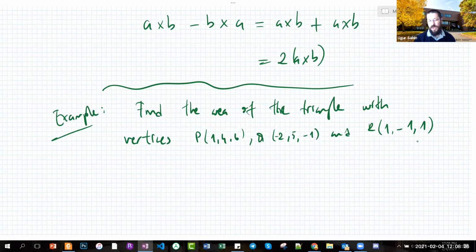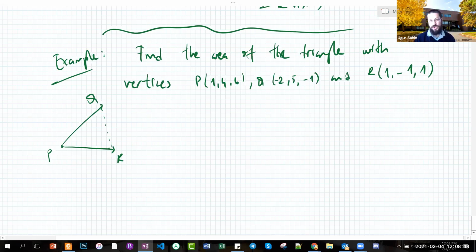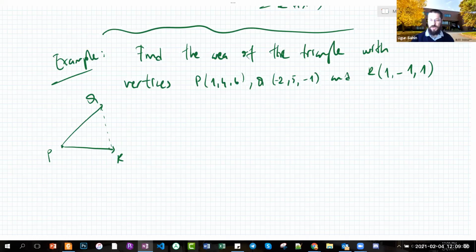So this time it is not about the parallelogram, it is about a triangle. But can we use the parallelogram area definition, guys? Let's say this is P, Q, and this is PR. That's the triangle area you should be finding. How could you calculate that area? You just find the area of the parallelogram and then divide it in half. Exactly. That's what you need to do.